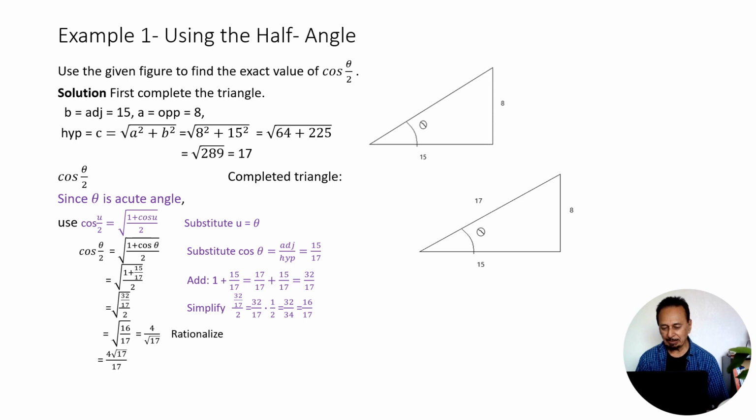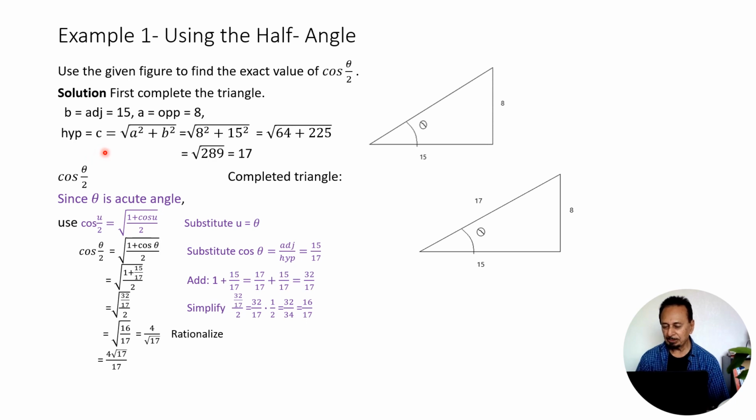So here is example number 1. Use the given figure to find the exact value of cosine theta over 2. Here is a figure. It's a right triangle. The adjacent is 15 and the opposite is 8. The included angle is theta. So the first step is we're going to complete the triangle. In other words, we're going to find the hypotenuse. Now B is 15, that's adjacent, A is 8, which is opposite, and the hypotenuse is C.